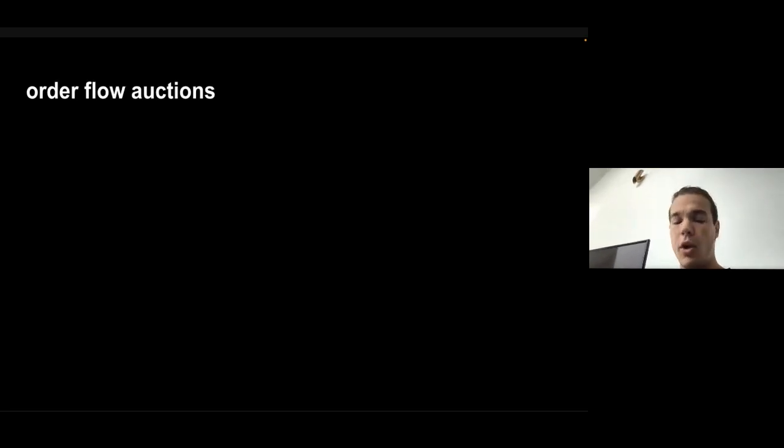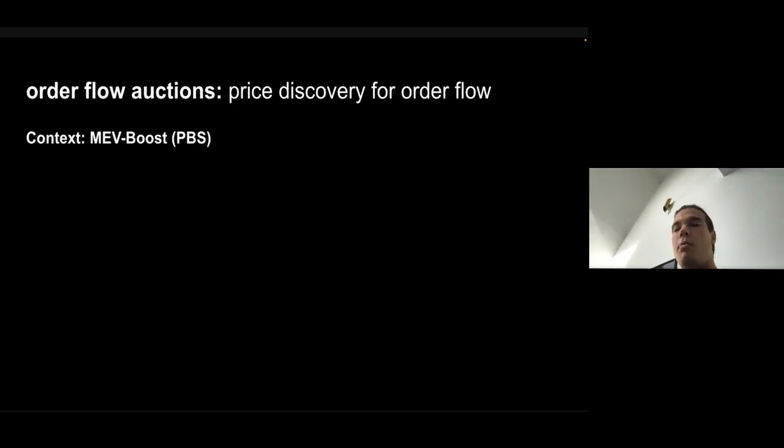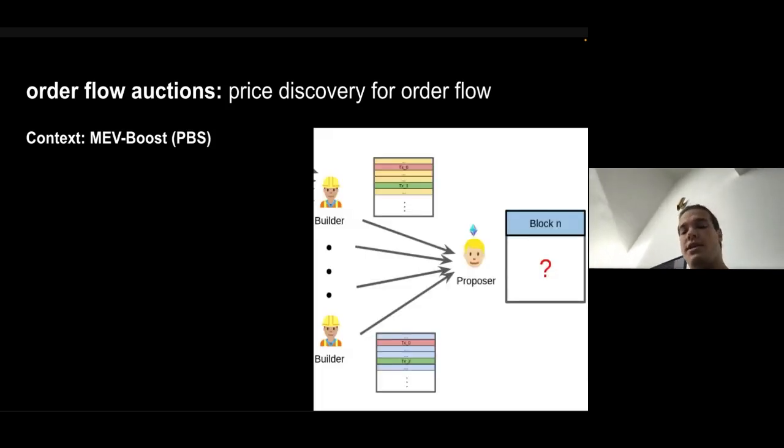But so what are order flow auctions then? Now that we have defined order flow, price discovery for order flow, the two definitions combining should make sense. But again, to be absolutely clear, we find ourselves talking about this in the context of other auctions which exist already, right? We're talking about introducing one component into a larger system. So what is this larger system?